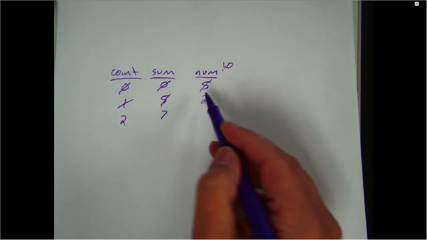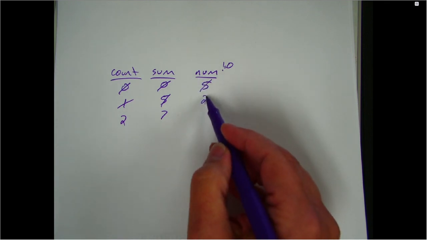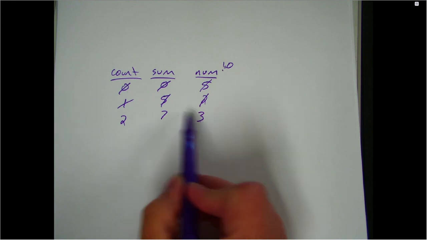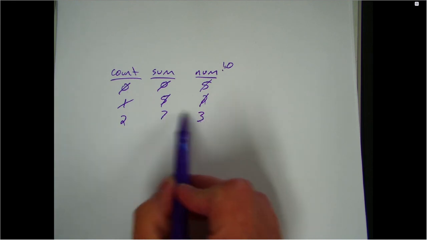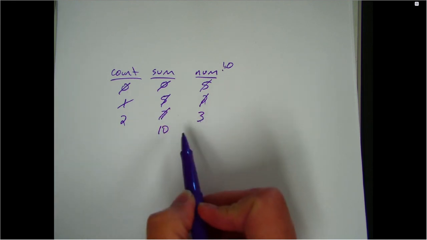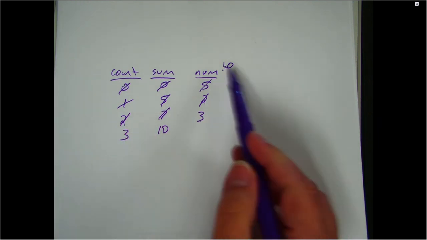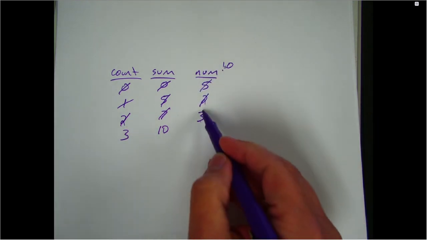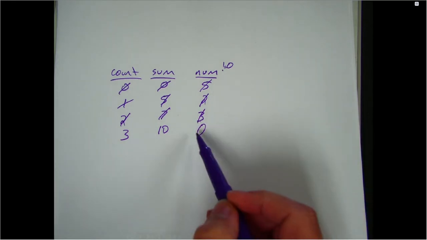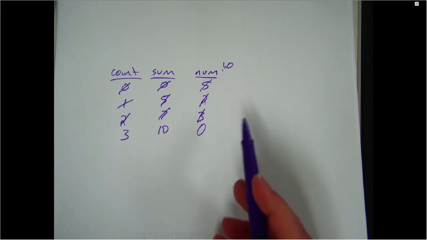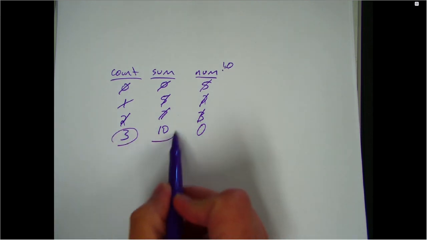Let's do one more. Then it prompts me for another number. Let's say I say 3. Then it goes into the loop, and the sum is going to add these 2 up, so this will be 10. And then the count will increment up to the third number. Then I come over here and ask for another number, and I want to make this 0. Now this isn't true, so it doesn't run through the loop anymore. So now I know my count and I know my sum.